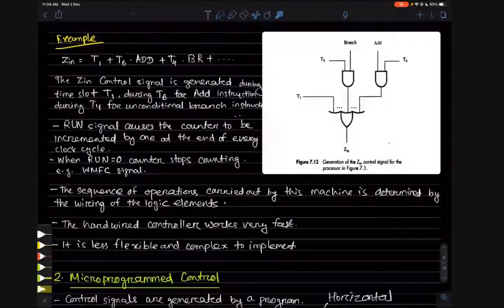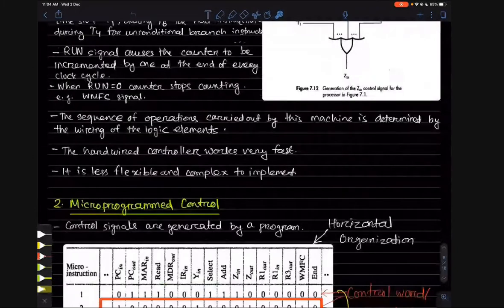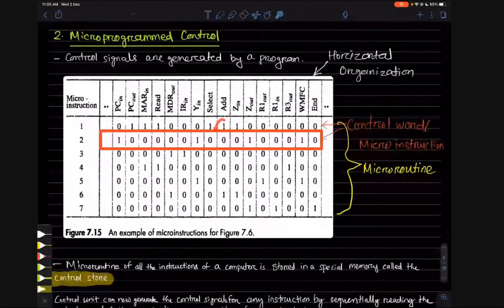So that's why the add, Z in, select Y means 1, select 4 means 0. Then read signal, MAR in, PC out. These will be 1 and the rest of the signals will be 0. This type of arrangement is called horizontal organization. There is a vertical organization that we will read later. This is the simplest way of encoding a micro instruction.